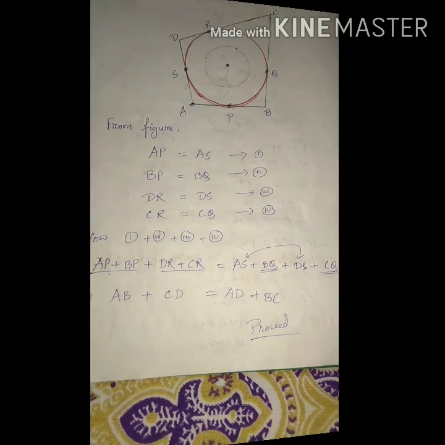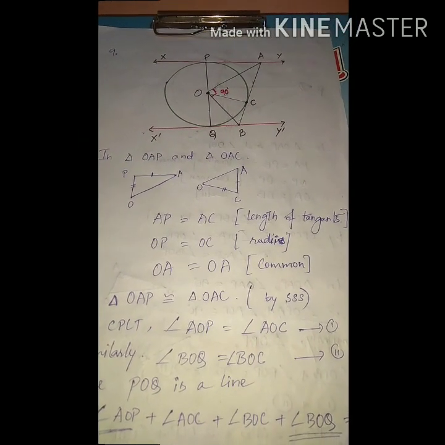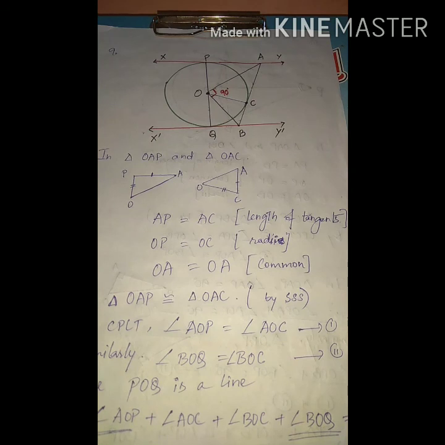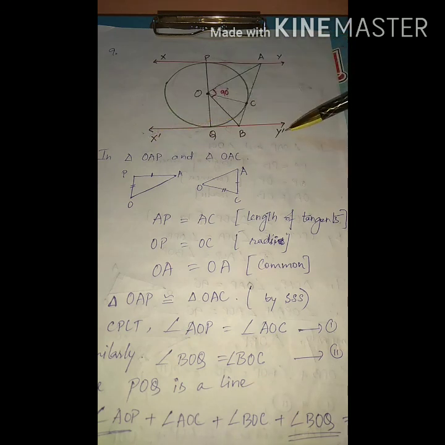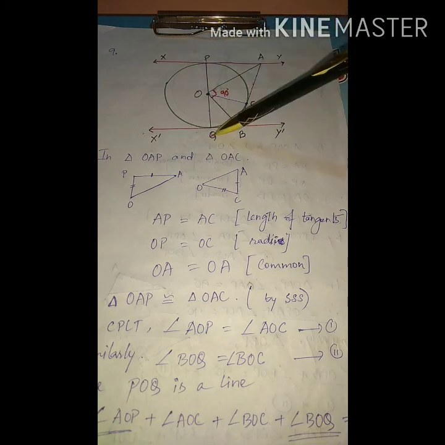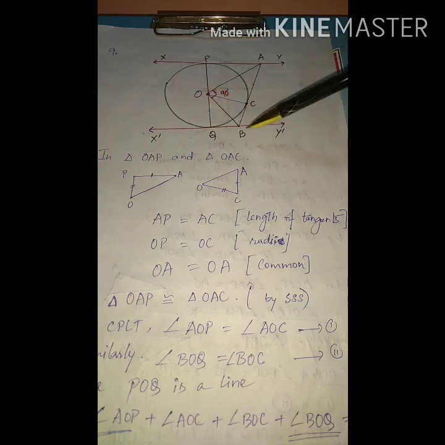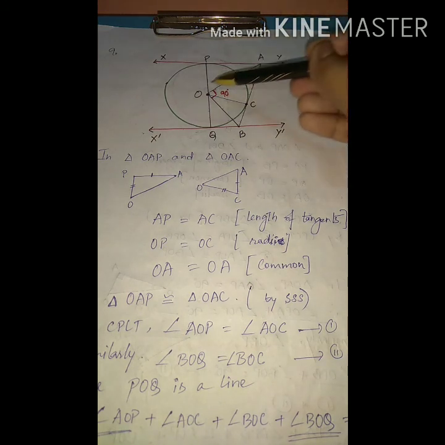Understood? Okay. Now the next question, number 9. The question is not written here, but a diagram is given to you. Here x y and x dash y dash are two parallel lines, PQ is the diameter, and O is the center. What we need to prove is that the whole angle AOB is 90 degree. Here AOB equal to 90 degree we need to prove.